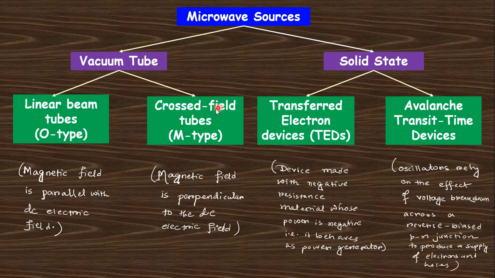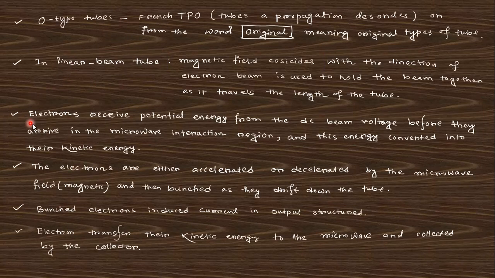So in this lecture we actually cover only this portion. Okay. So O type tubes means original type of tubes actually used for the development of the microwave. That's why these are called the O type, right.